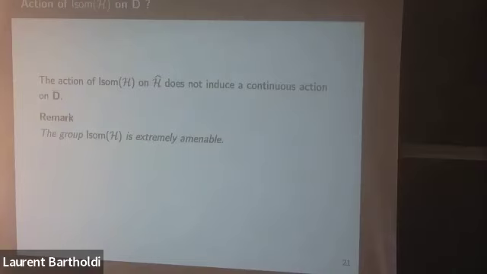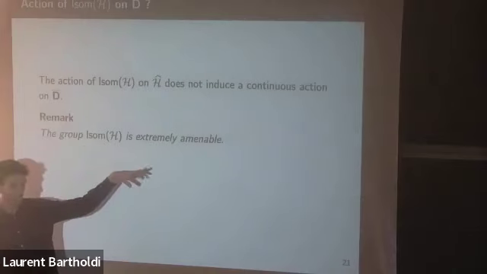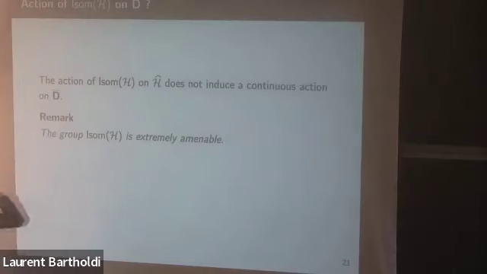Somehow a reason is the fact that this group of isometries of X is extremely minimal, which means that each time you have an action on a compact space, there is a fixed point. Partly it explains why above we can do the same construction as for the hyperbolic space.